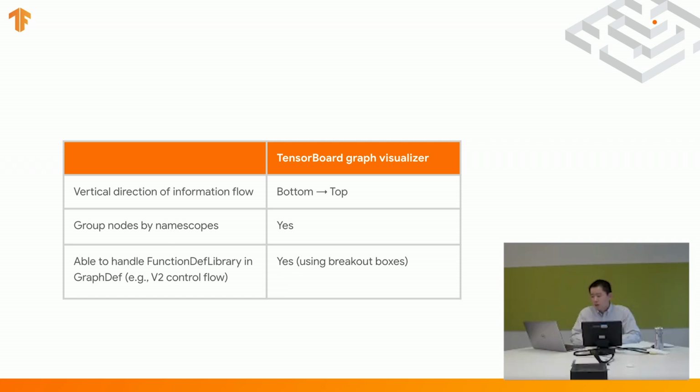It also handles function def libraries correctly. Function def libraries are basically nested graphs. They are used frequently in TF2, like in control flow structures. So a TF2 while loop will contain two function def libraries, one for the condition of the while loop and the other for the body of the while loop. Those are also colored boxes that you can double click to expand into.